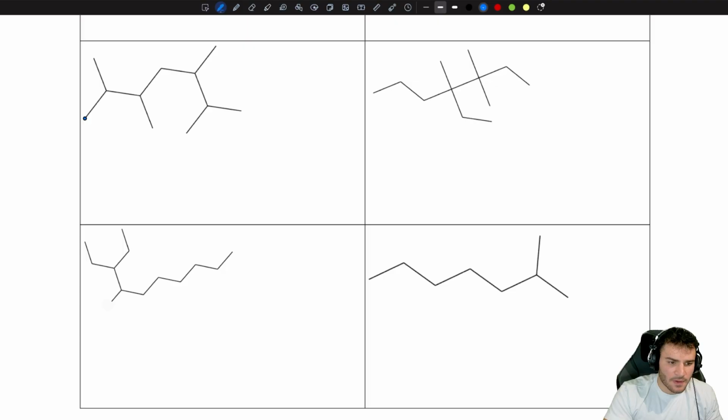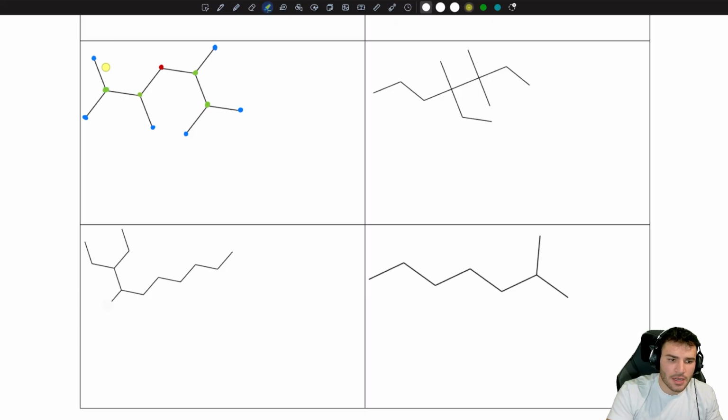Okay, in the next problem, let's find all our terminal carbons. I see these guys, as well as these over here. Let's find our secondary carbons. Should be this. That's all I see. And our tertiary, and I don't see any quaternary.